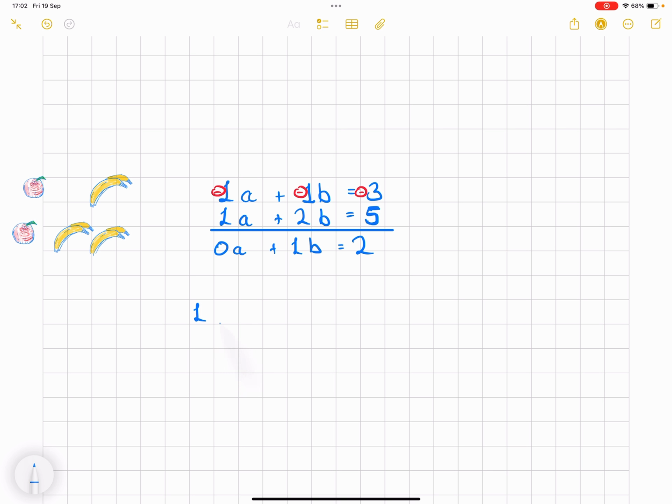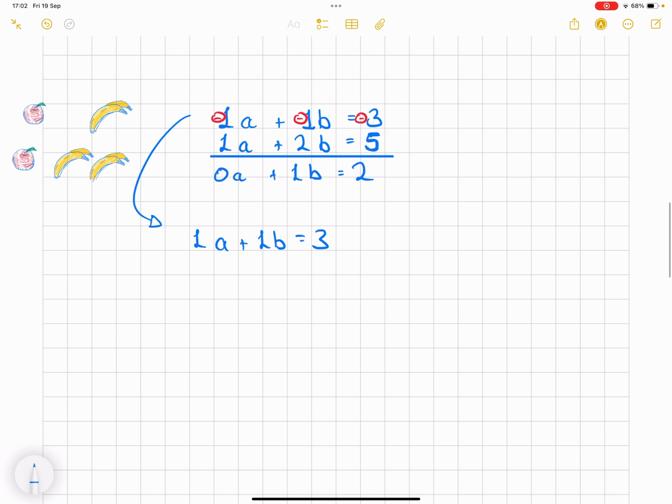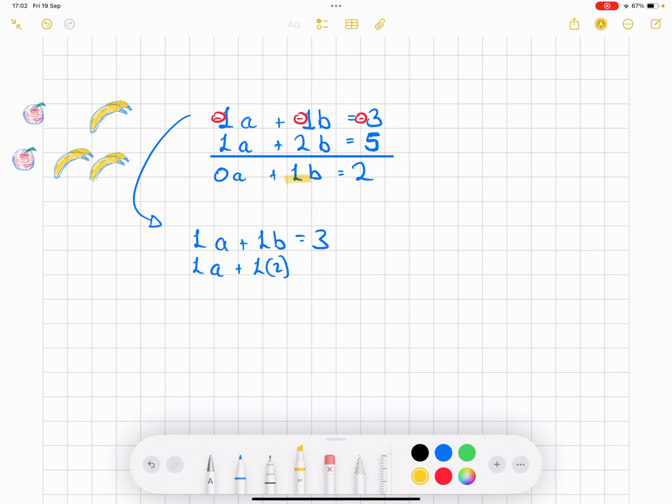So let's write out that top line again. 1A plus 1B is equal to 3. Just taking that top line again there. Replacing B now, so it's 1A plus 1 times, well, I know B now is 2. Okay, we just solved that up further.